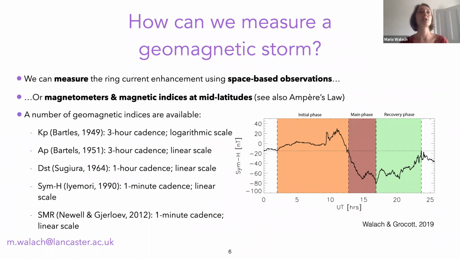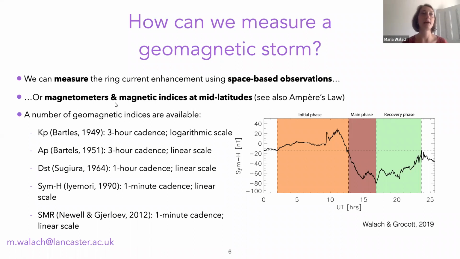So how can we measure a geomagnetic storm? Well, we can measure the ring current and the enhancements related to it using space-based observations. This is very, very expensive and difficult to do. There are some instruments that can do this. For example, the Van Allen Probes most recently have been working towards building a better understanding of this. But one of the cheapest and easiest ways to do this is to use ground-based magnetometers.